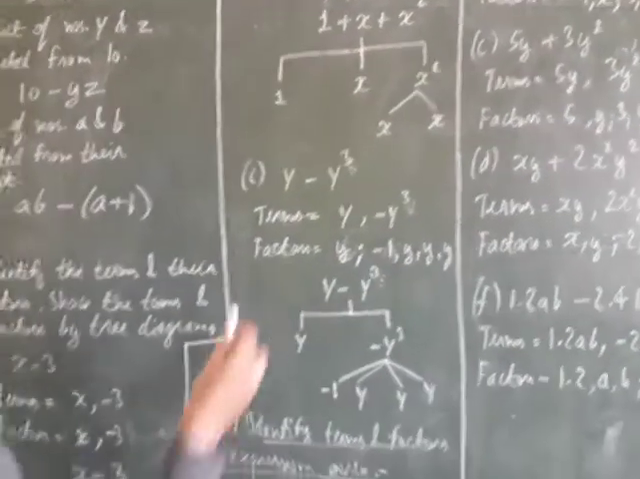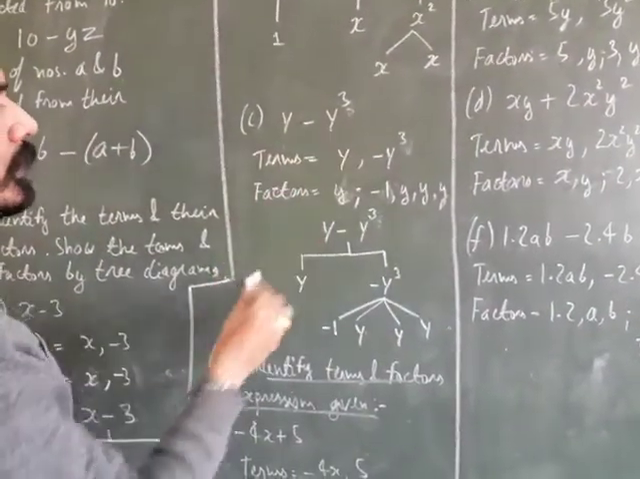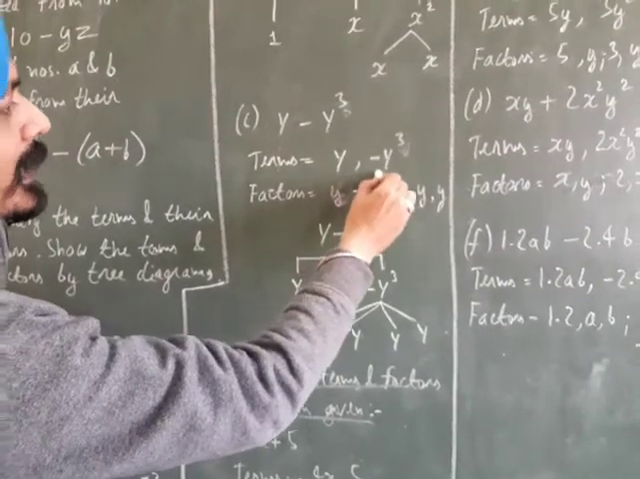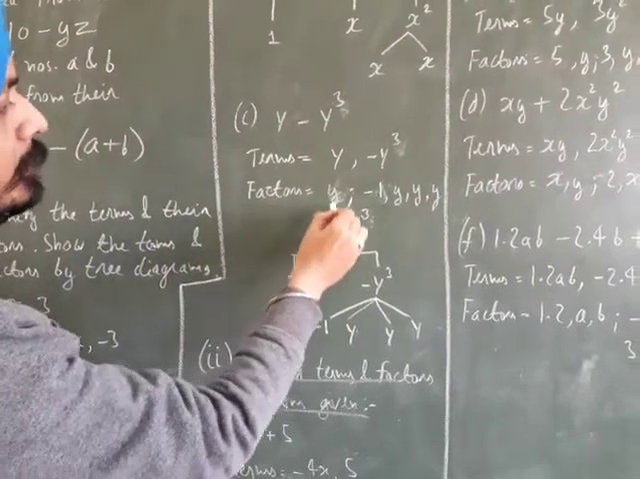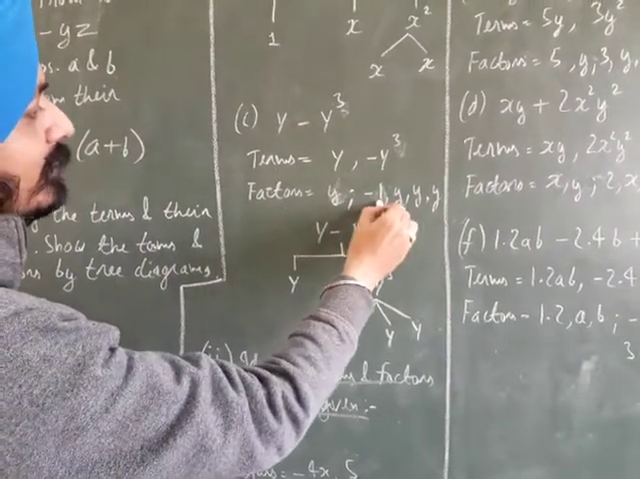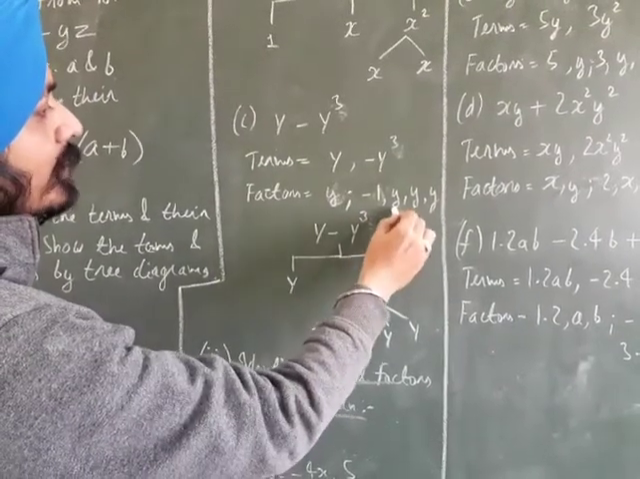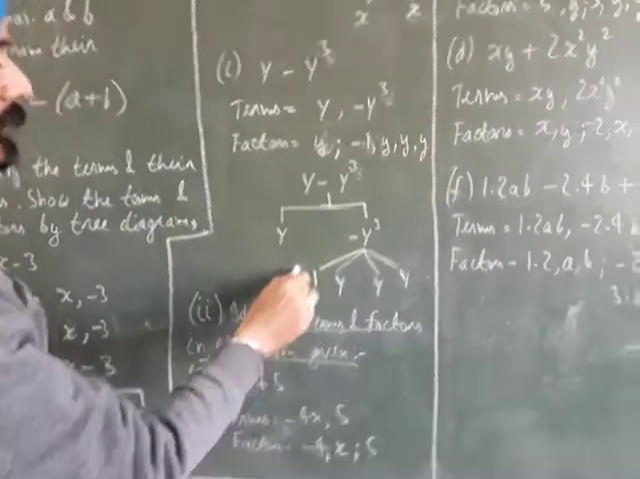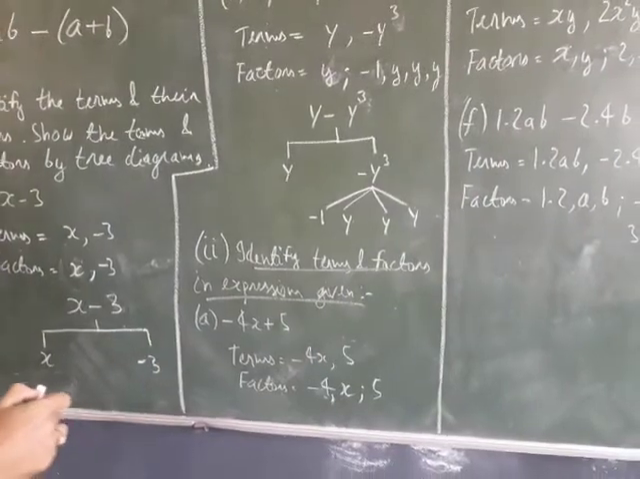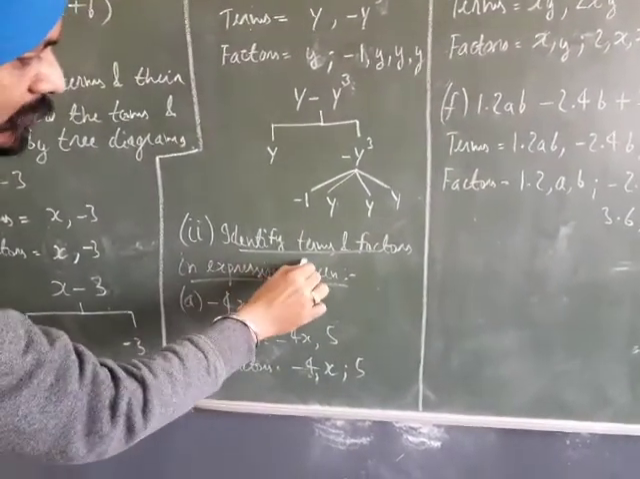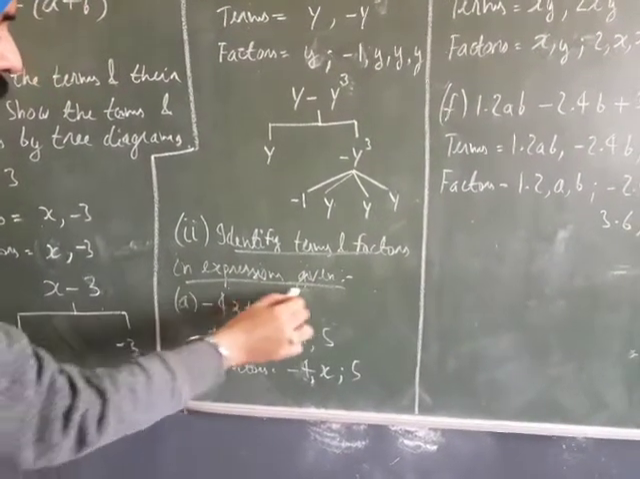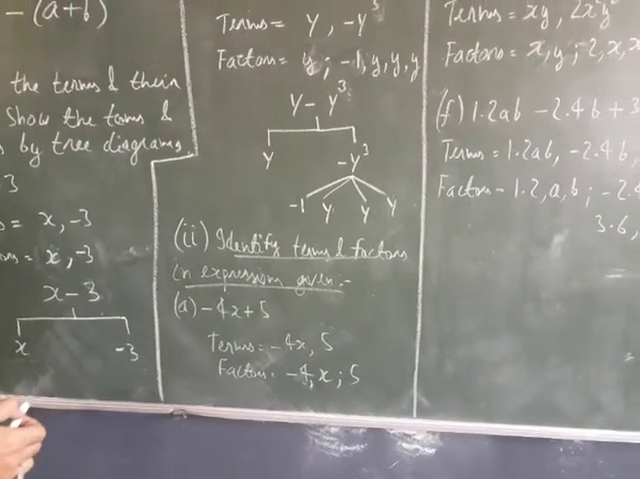Then see c part, y minus y cube. Terms are y and minus y cube, and factors will be y comma, then minus 1, then y to the power 3 is there, so you will write y 3 times. Factor tree like this. Then see second part, identify terms and factors in the expressions given.